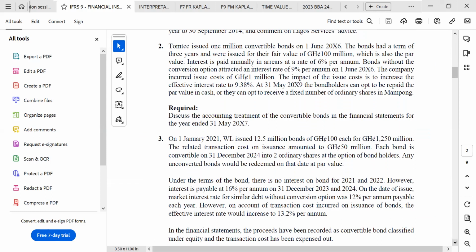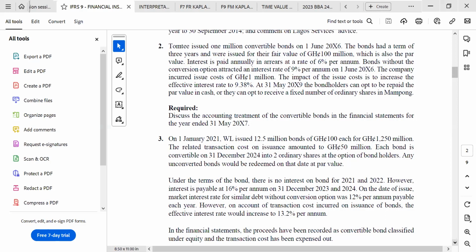T issued 1 million convertible bonds on January 1, 20x6. The bonds had a term of 3 years and were issued at their fair value of 100 million, which is also the par value. Interest is paid annually in arrears at a rate of 6% per annum. Bonds without the conversion option attracted an interest rate of 9% per annum on 1st June 20x6. The company incurred issue cost of 1 million. The impact of the issue cost is to increase the effective interest rate to 9.38%.